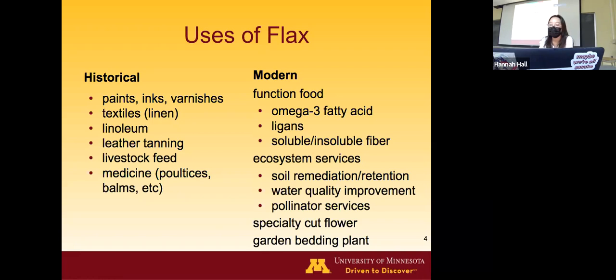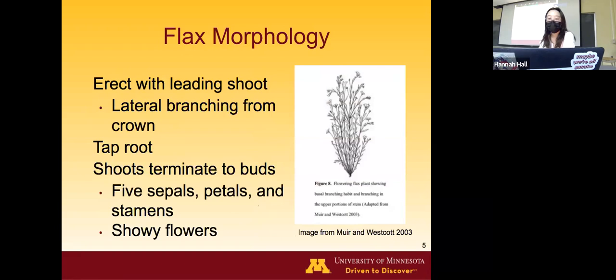Flax also provides various different ecosystem services. So it aids in soil remediation and retention, water quality improvement, and pollinator services. And then also it can function as a specialty cut flower and a garden bedding plant. So some information on flax morphology. It is an erect plant with a leading shoot, and then it has lateral branching from the crown of the plant. It also has a taproot that anchors it into the soil, and it has shoots that terminate into buds, and these buds then contain 5 sepals, petals, and stamens, and then also has very showy flowers that come in a wide range of colors.